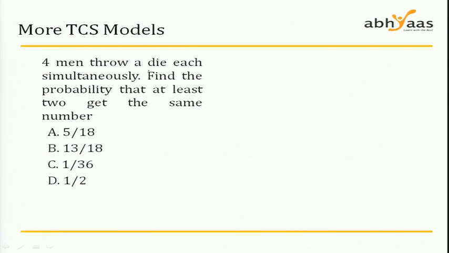4 men throw a die each simultaneously. Find the probability that at least 2 get the same number, right? I don't have to solve this problem, right? I'll just give you a clue. 1 minus each one should get a different number. How many ways can you do this?